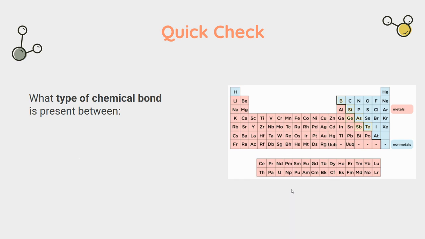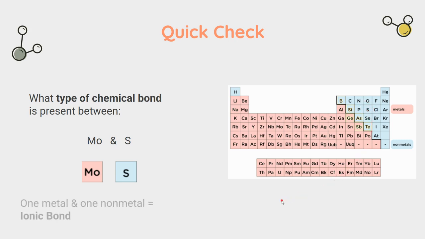For our second question, same kind of thing. What kind of chemical bond is present between Mo, or molybdenum, and S, or sulfur? What you should have found is that molybdenum is a metal. It's in red right here in the center, and sulfur is in blue here on the right side. Because we have a mix of one metal and one nonmetal, we have an ionic bond.